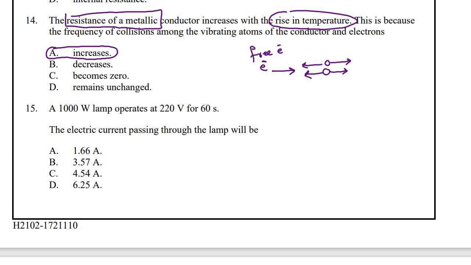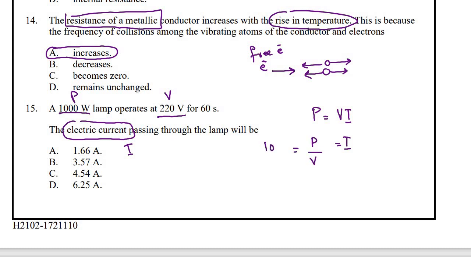A 1000-watt lamp operates at 220 volt for 60 seconds. We have to find the electric current passing through the lamp. So this 1000 watt is the power and this 220 volt is the potential, and we have to find the value of current. The formula relating power, voltage and current is that power equals the product of voltage and current. So from this formula, current should be equal to power over voltage. Power is 1000 and the voltage is 220. So 1000 divided by 220 will be equal to 4.54 ampere. So the correct answer is option C.